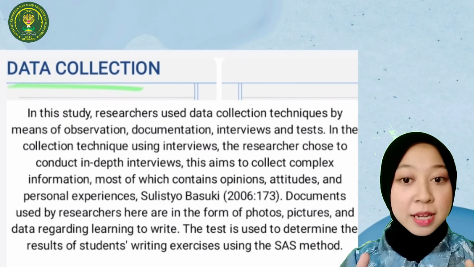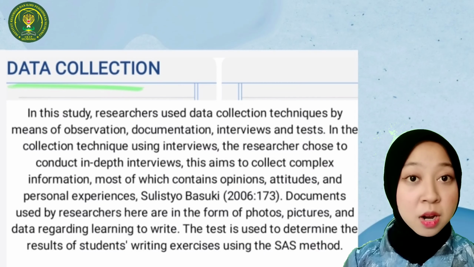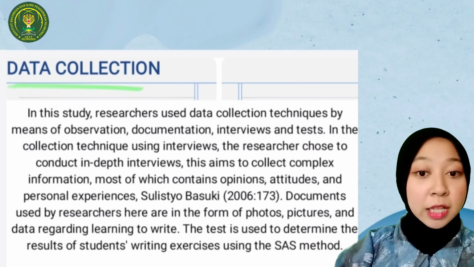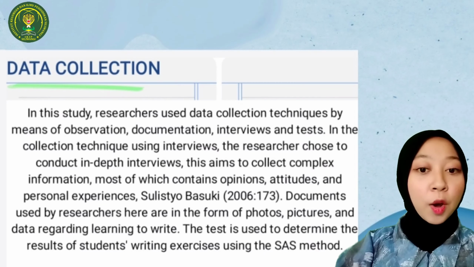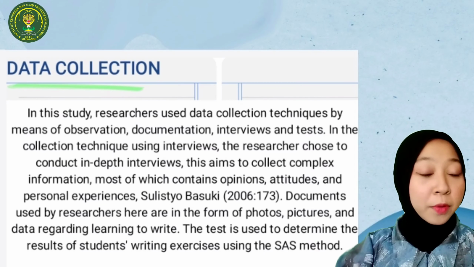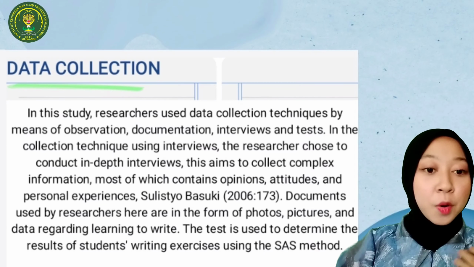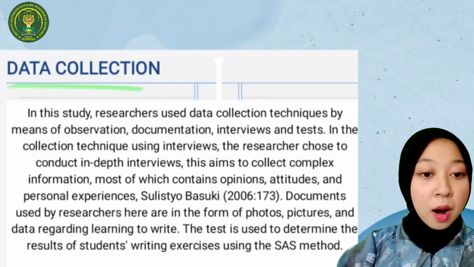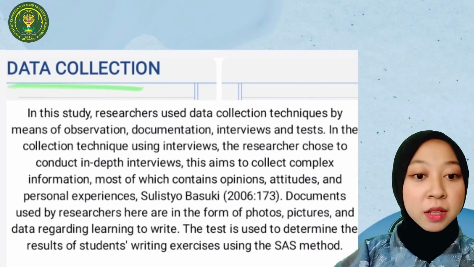Data collection. In this study, researchers use data collection techniques by means of observation, documentation, interviews, and tests. In the collection technique using interviews, the researcher chose to conduct in-depth interviews. This aims to collect complex information, most of which contains opinions, attitude, and personal experience. Itu menurut Sulistyo Basuki. Documents used by researcher are in the form of photos, pictures, and data regarding learning to write. The test is used to determine the result of student writing exercise using the SAS method.